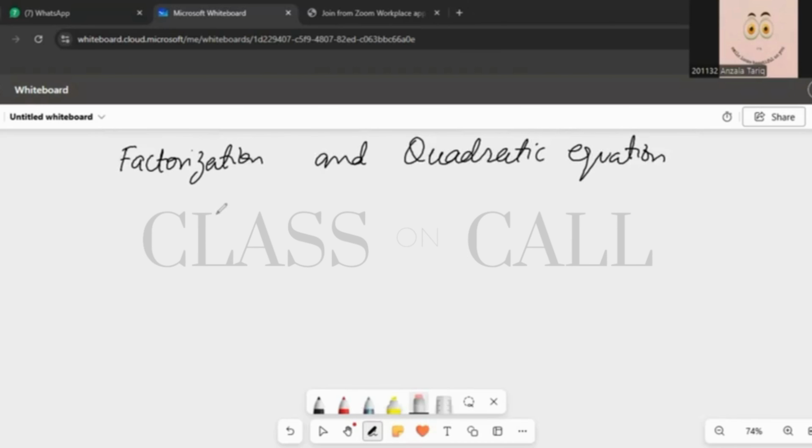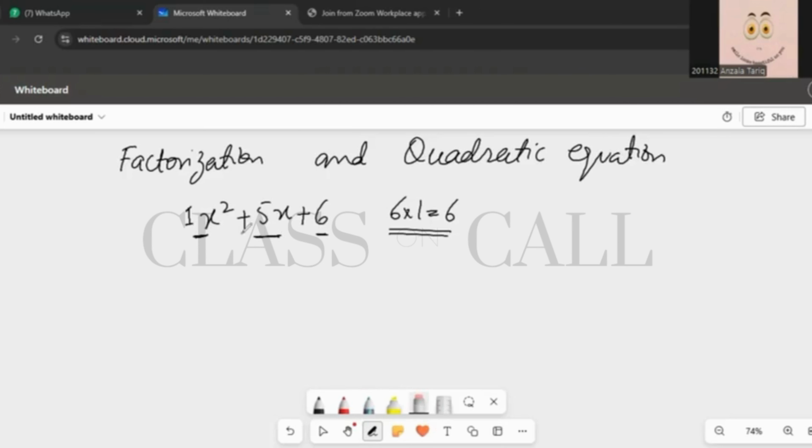For example, let's take x squared plus 5x plus 6. Let's take out the factors of this equation. We need two numbers whose sum is 5 and the product is 6, because if we multiply 6 with this term, which is 1 here, obviously, 6 into 1 is 6. So we need two numbers whose product is 6.